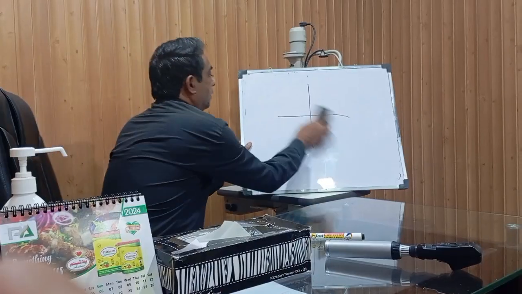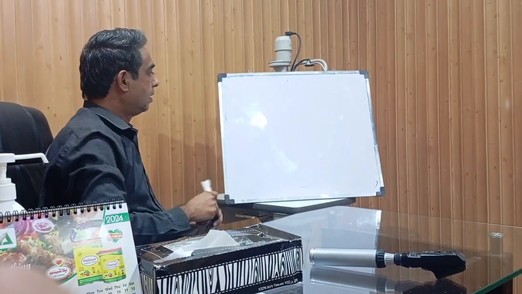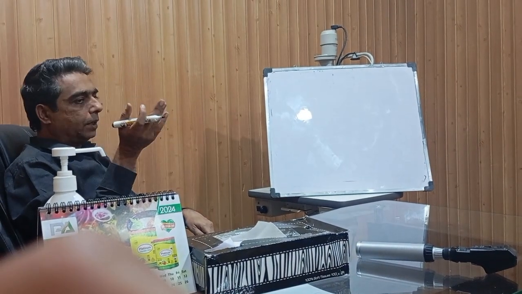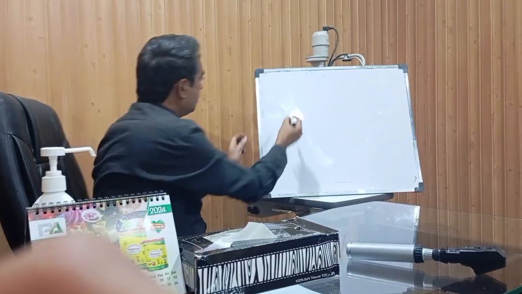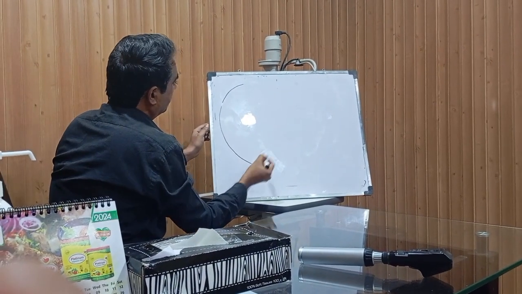Now we will discuss the refractive errors. So as I told you, there are three types of refractive errors, and one is myopia or nearsightedness. What happens in myopia? This is the retina.